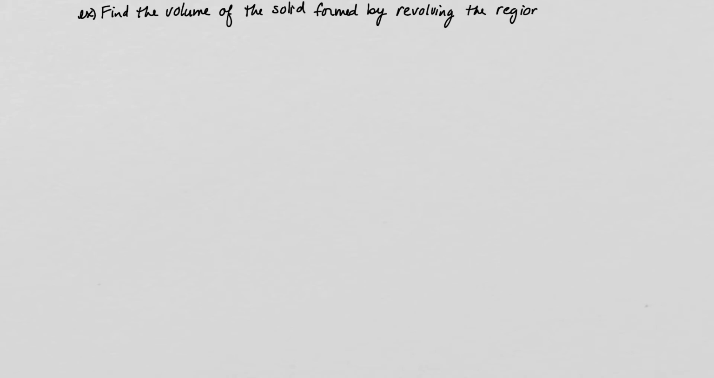So find the volume of the solid formed by revolving the region bounded by y equals x squared plus 1, y equals 0, x equals 0, and x equals 1 about the y-axis.